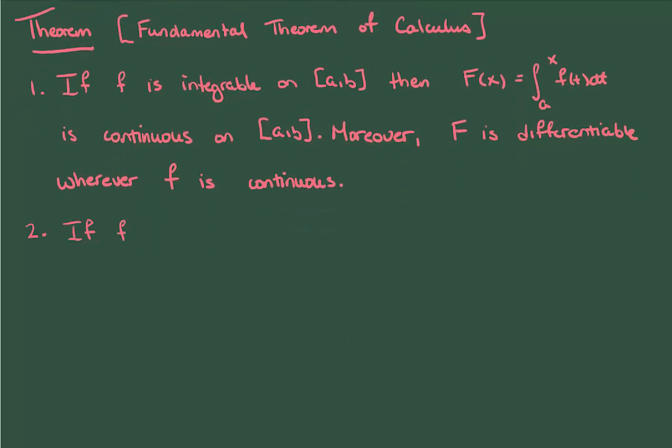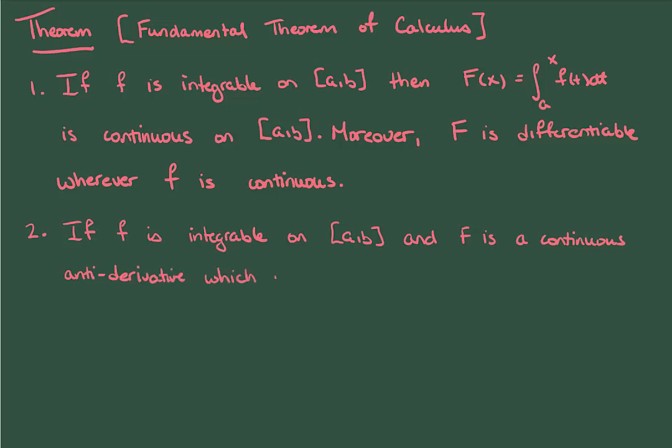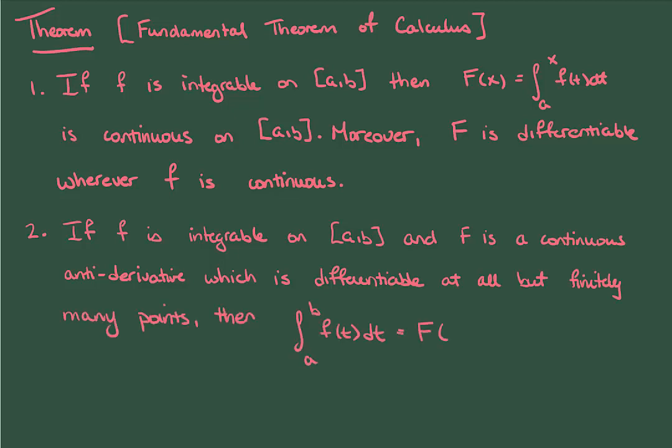For the second part of the FTC, we again take little f to be integrable, but now let's suppose that big F is a continuous antiderivative that is differentiable at all but finitely many points in the interval ab. Then, we can actually evaluate the definite integral of little f by evaluating big F at the endpoints of the interval. You should definitely pause the video and look at these statements and become comfortable with them. The first result tells us that integration gives us an antiderivative, while the second result tells us that we can use antiderivatives to evaluate integrals.